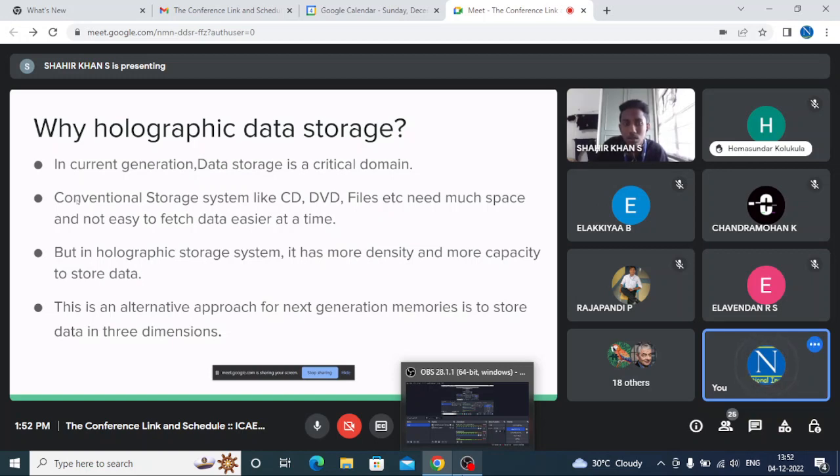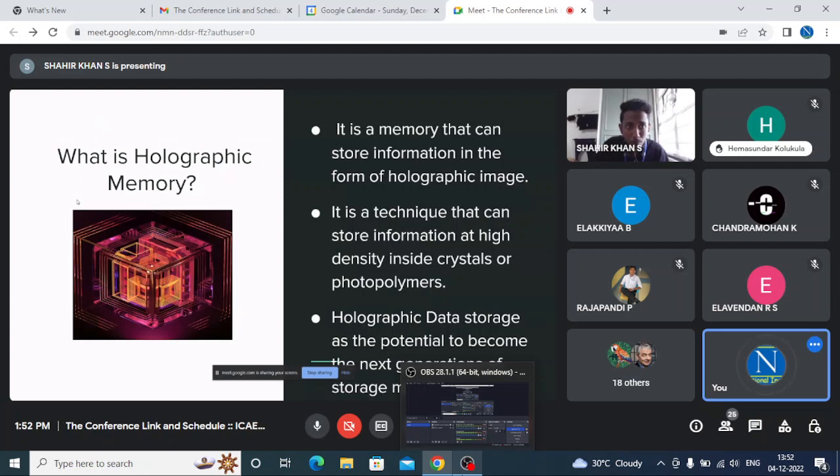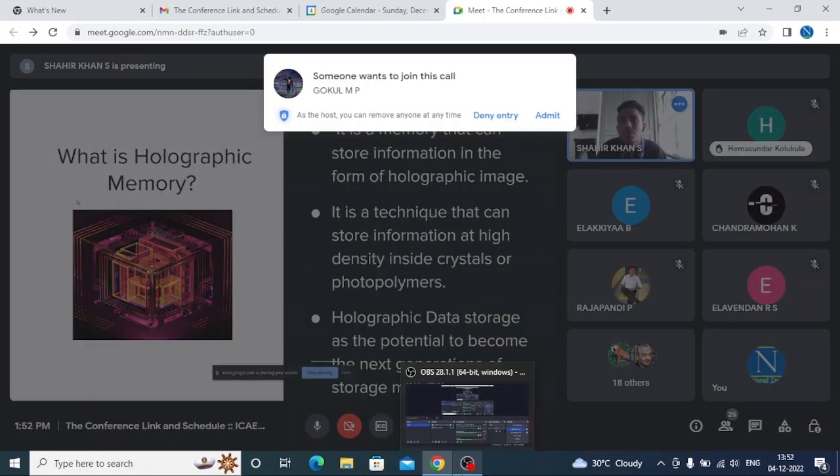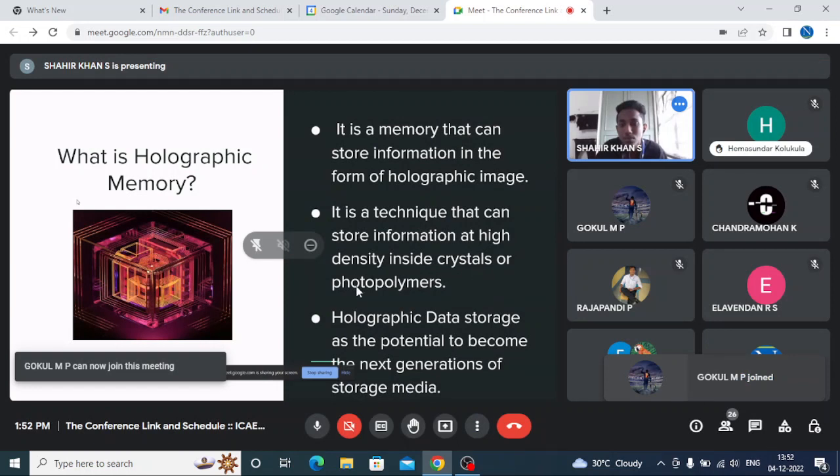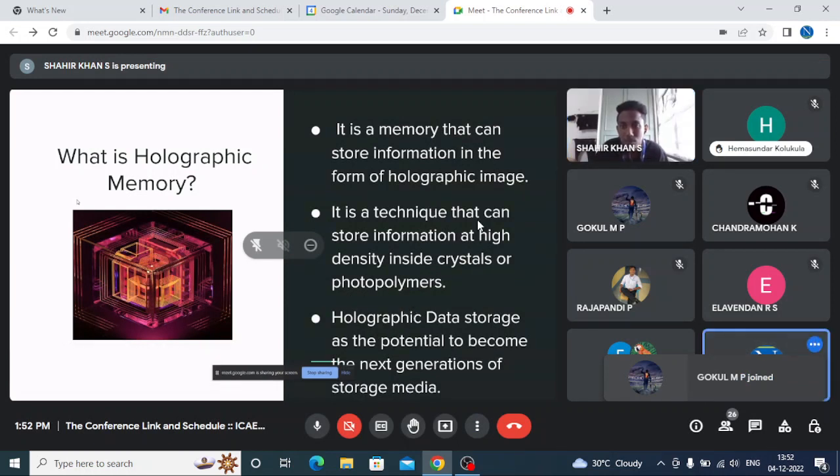Next slide. What is holographic memory? Crystals and photopolymers are techniques that can store information at high density inside crystals and photopolymers.